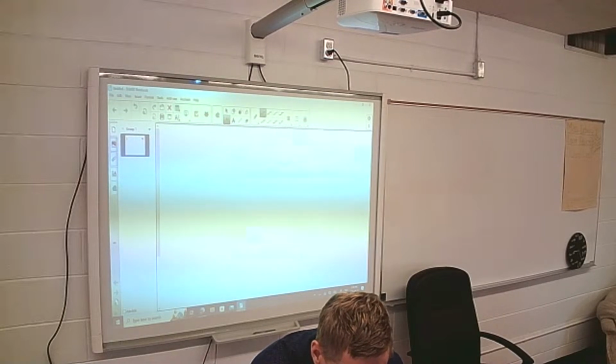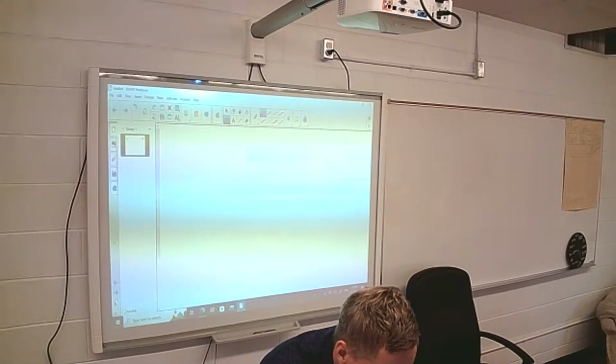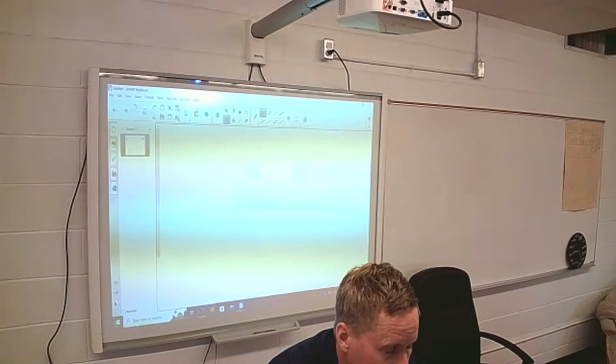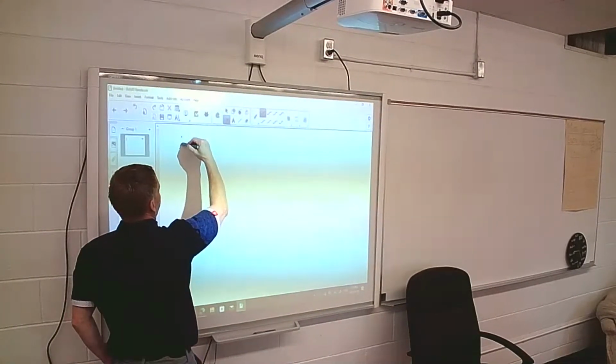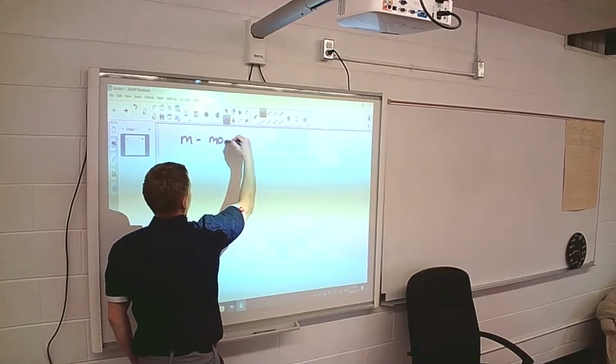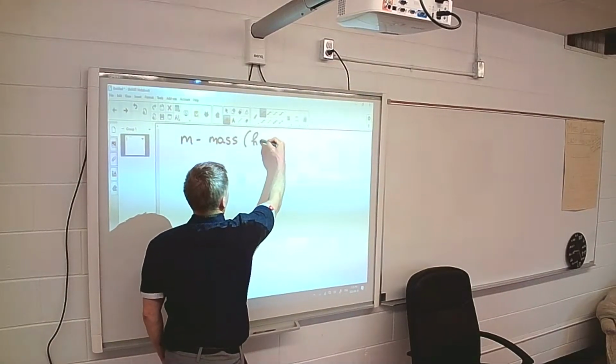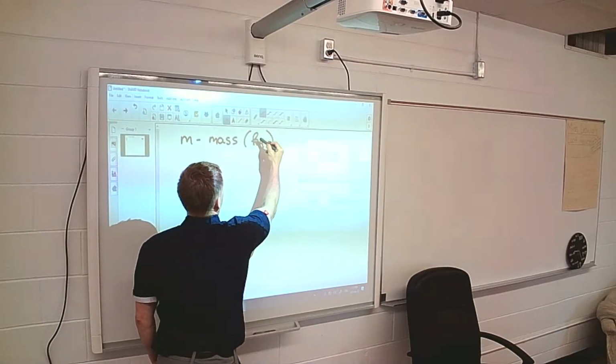The correct unit of weight in the SI unit is the Newton. Here you will work with mass only. So again, like I told you before, mass is measured in kilograms in the SI unit.